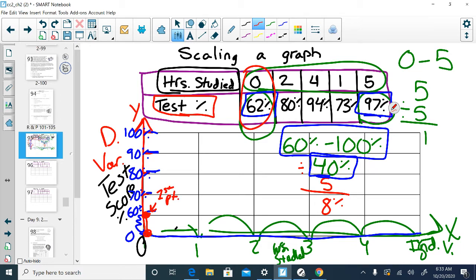And now I'm going to take a look at the next value set. We have 2 and 80%. So again, I'm going to go over here to 2 on my X, and then I'm going to go up to 80%. All right, so that'd be my second point. I'll put the points in yellow right now.